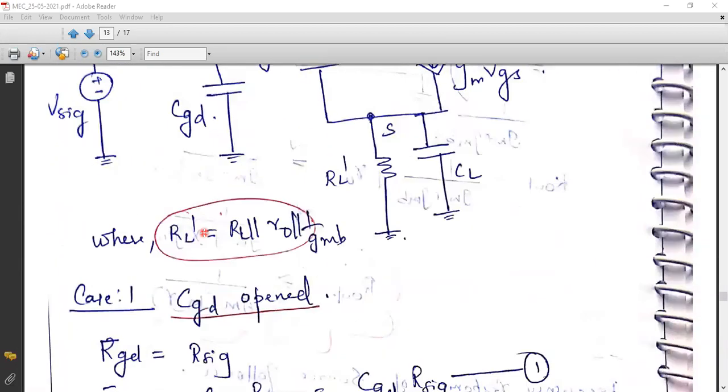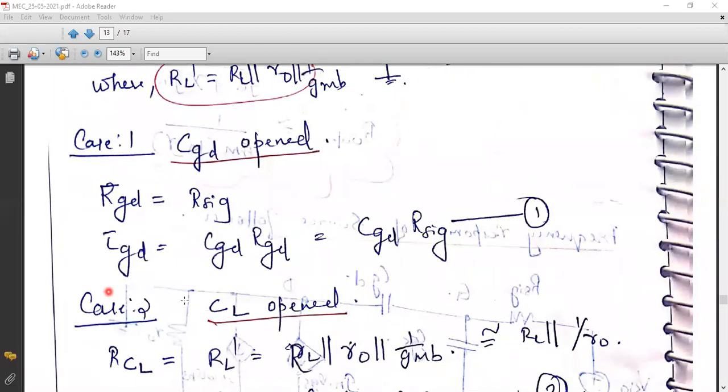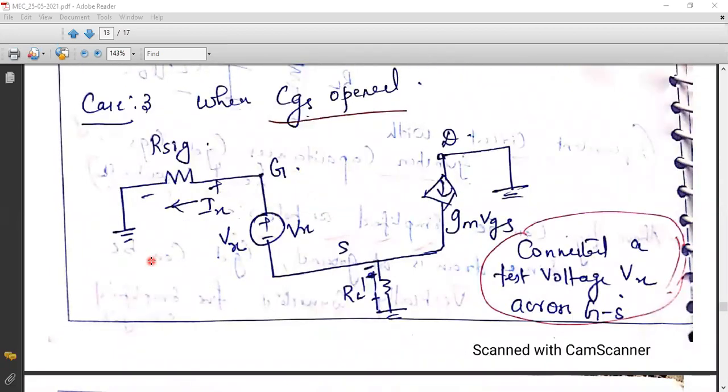Meanwhile, the other voltage source Vsig should be short circuited. I will not consider it, because right now I am interested in finding the resistance across GS, so I will not consider any other voltage. The voltage source has to be short circuited so that Rsig will be directly grounded. So this is the equivalent circuit that you obtain while considering CGS into account. What I have done is connect a voltage source Vx across the gate and source. Now draw this particular diagram.